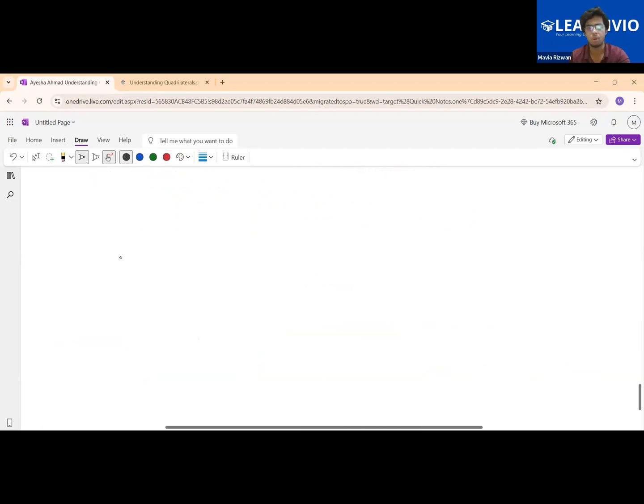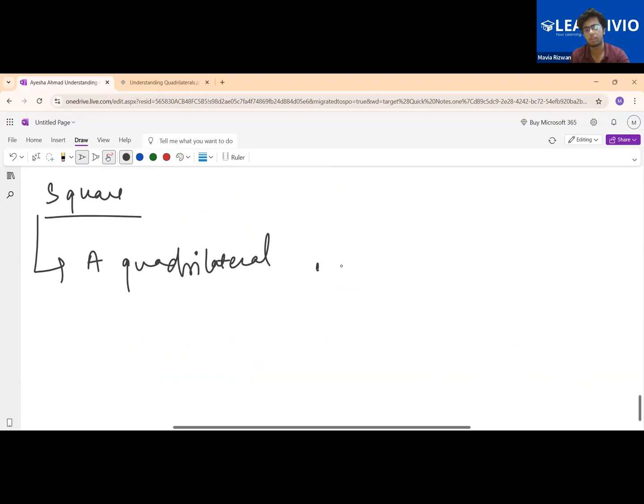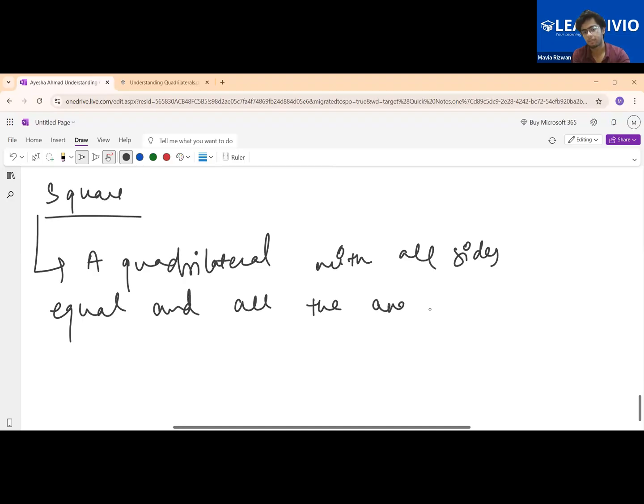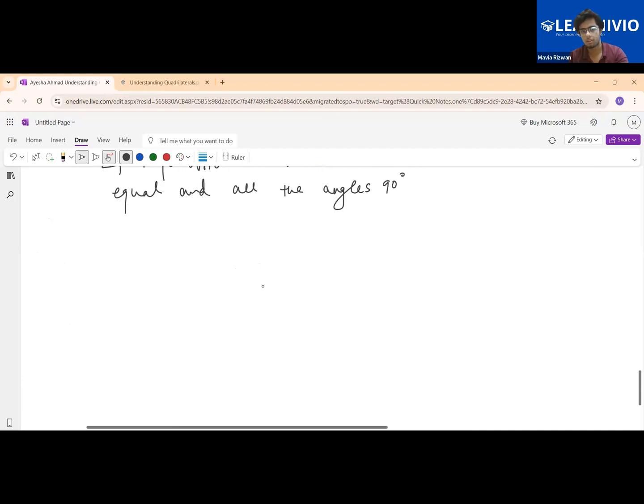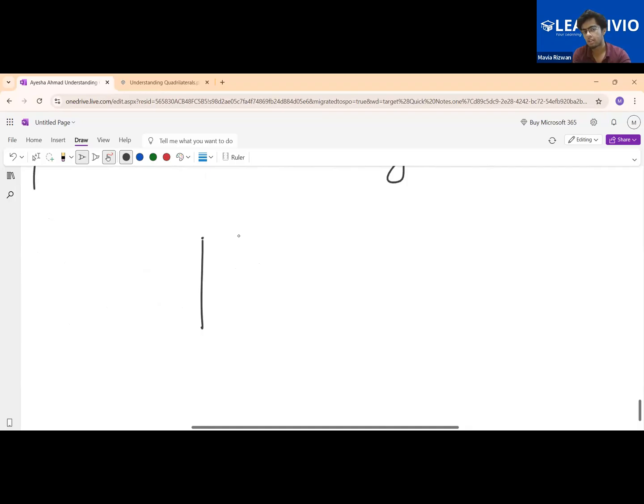Now moving on to square. Again, the easiest. Square: a quadrilateral or a parallelogram with all sides equal and all the angles 90 degree. Now square is a mixture of all the quadrilaterals. Square is the king of all the quadrilaterals basically. It has all the properties of every quadrilateral, whether it is a rhombus or otherwise, square carries all the properties.